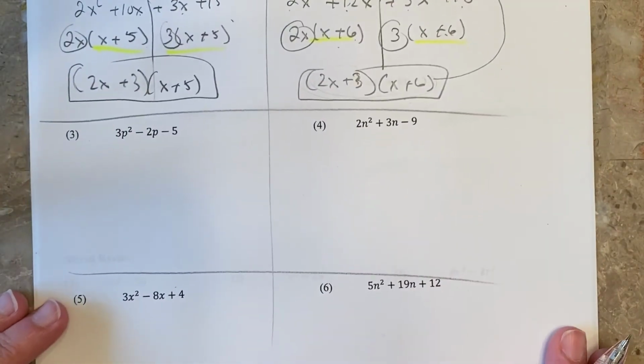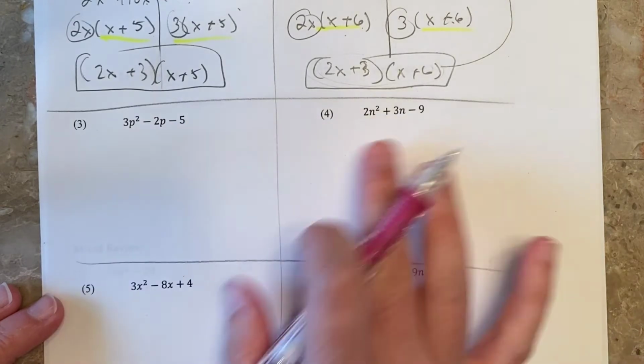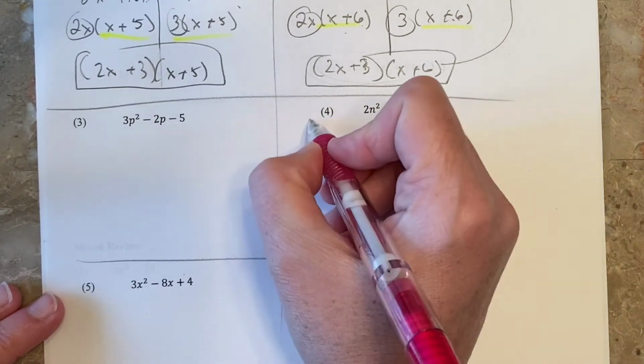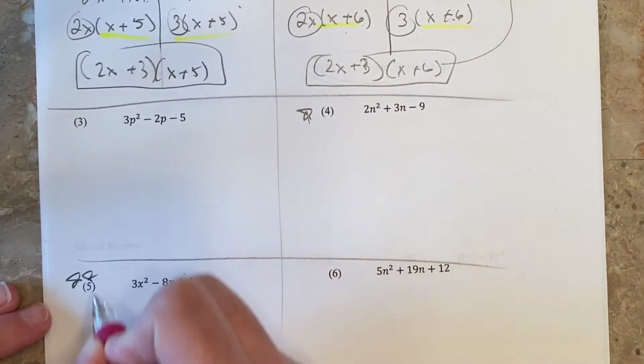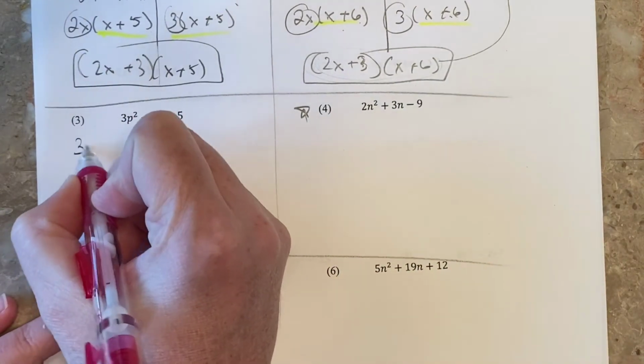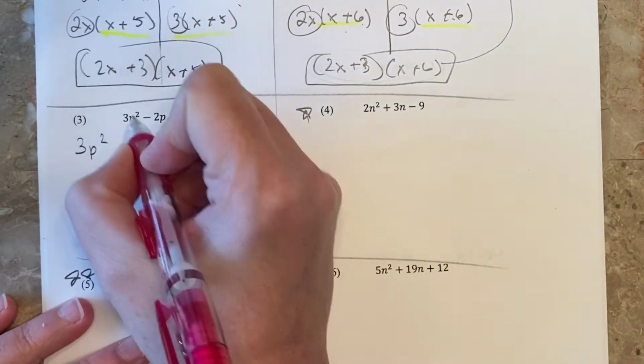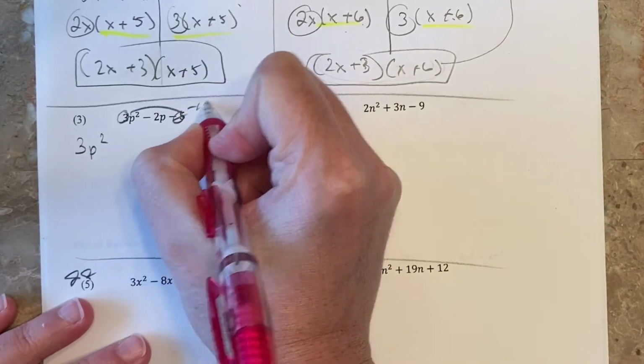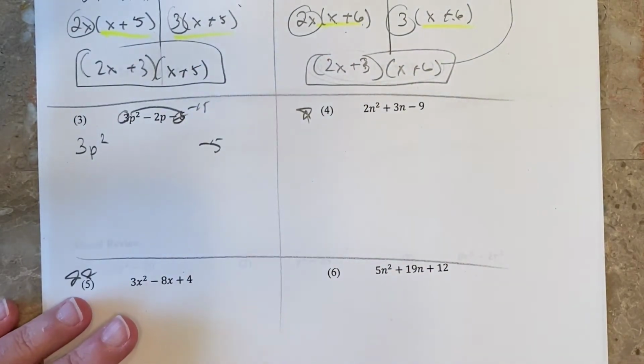All right, number 3. So these can get, I guess, a little bit trickier when you have some of the negatives, especially this one, and then this one's going to be super tricky. But just a couple more, and then the rest will be for your homework. Okay, so 3p squared, negative 5. 3 times negative 5 is negative 15.